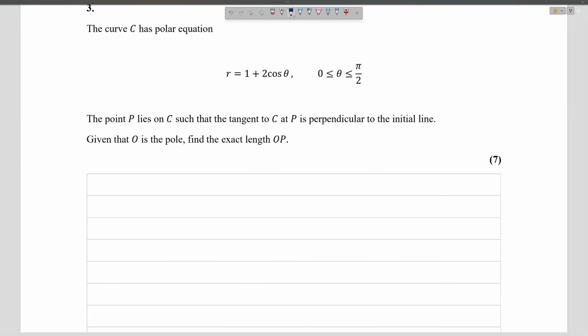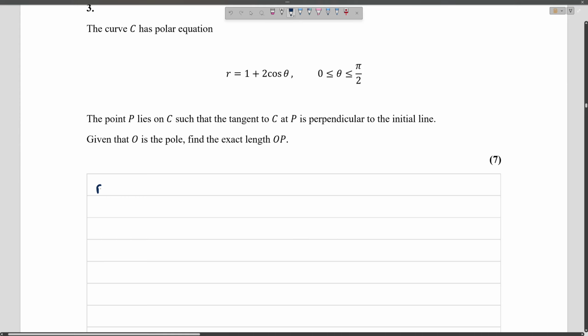So for the next question, we have question 3. As we can see, we have the curve C, which has this polar equation. We're then told that the point P lies on C such that the tangent to C at P is perpendicular to the initial line. We're given that O is the pole, and all we want to do here is find the exact length OP. To get us started, let's note that r is equal to 1 plus 2 cos theta.